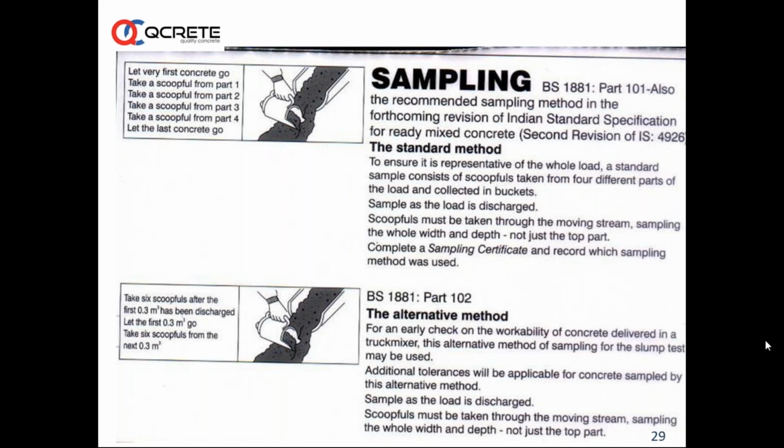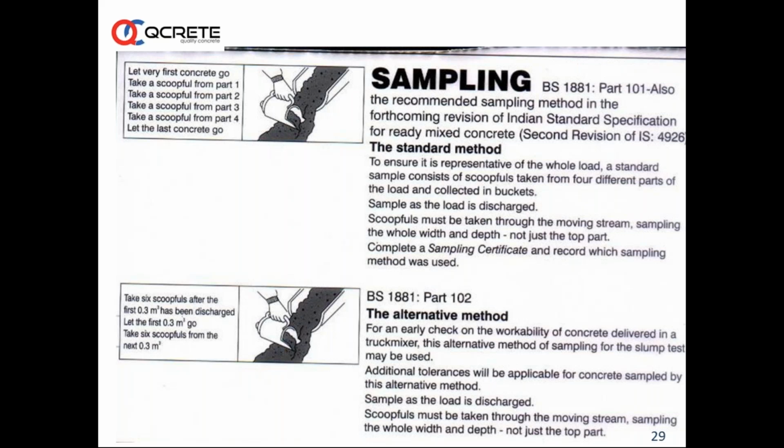There is another kind of sampling, which is called the alternative method, where the customer or somebody wants to just randomly check a sample of the concrete. Here 0.3 meter cube is discharged, and then after discharging 0.3 meter cube, we take the concrete sample and the slump or the workability is measured. And they say this should not be used for making cubes actually.